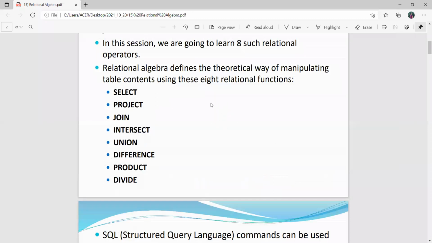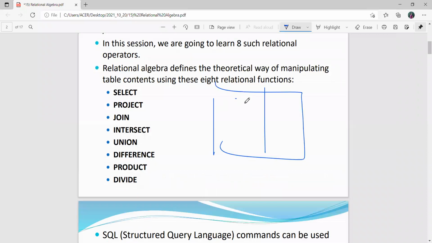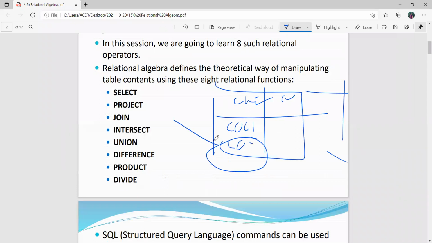Yes, madam. As an example, let's take a table like this. Customer ID and the name. C001, C002, and there are some other attributes. I need to find the customer C002. At that time we can use any operators to perform the calculation available on this database.